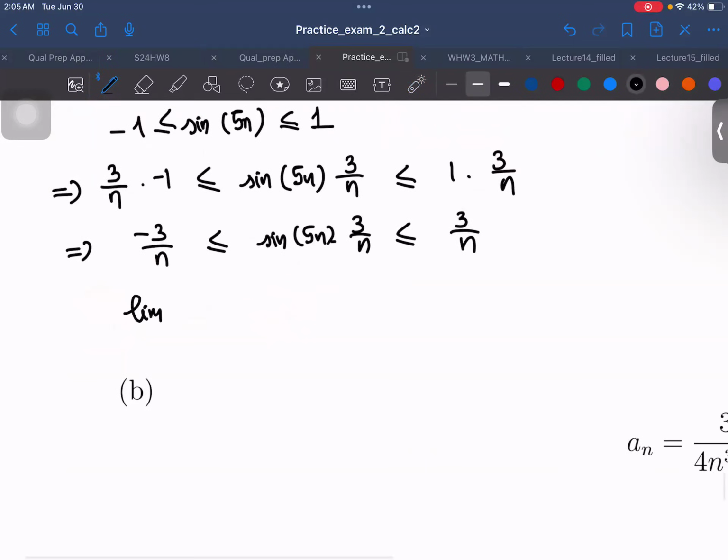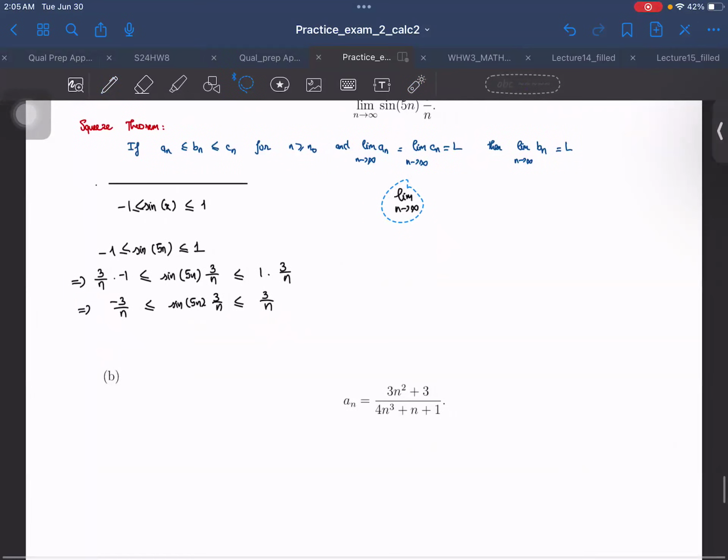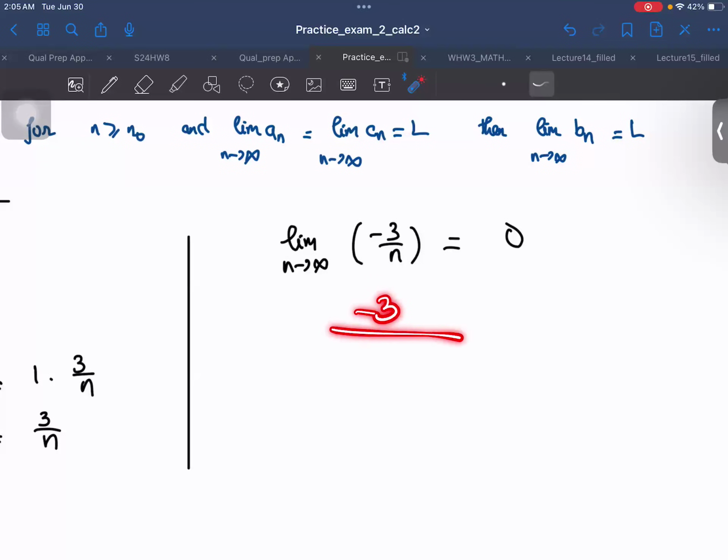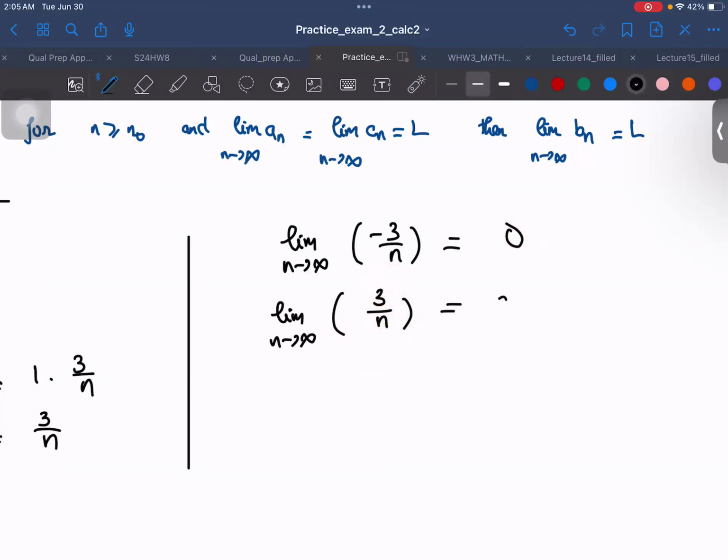So limits when n tends to infinity. Let me write that over here. The limit as n tends to infinity of -3 over n is just 0, because you have a fixed number and your denominator becomes extremely large. So you have a fixed number divided by something extremely large, and you're going to have 0. The same thing for the upper bound sequence: you have a fixed number divided by something extremely large, so you also have 0.